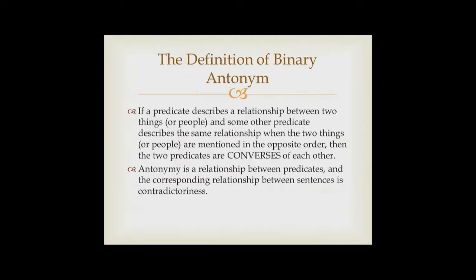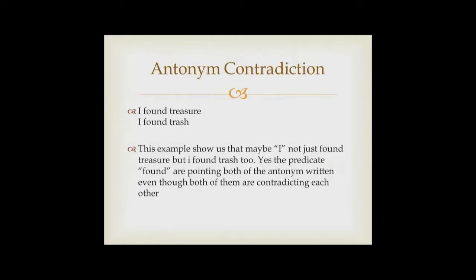Next is the definition of binary antonyms. If a predicate describes a relationship between two things or people and some other predicate describes the same relationship when the two things or people are mentioned in the opposite order, then the two predicates are converses of each other. Antonymy is a relationship between predicates, and the corresponding relationship between sentences is contradiction.